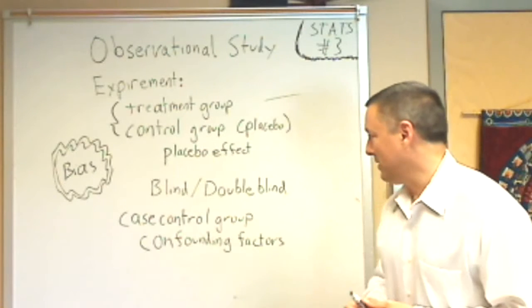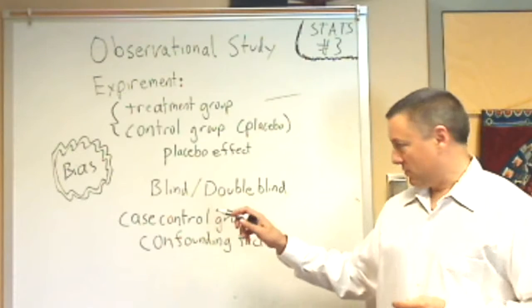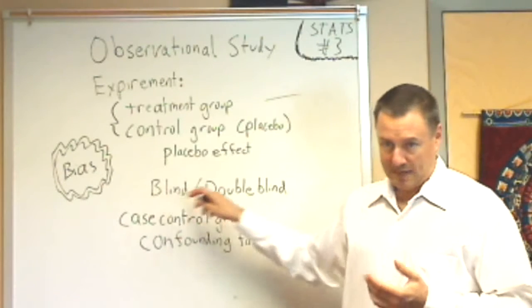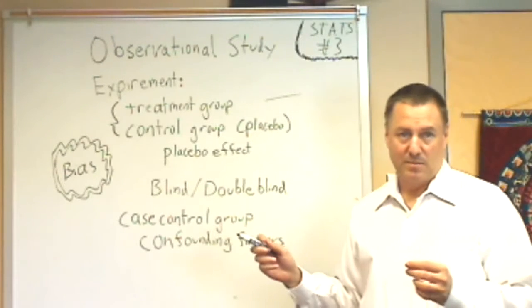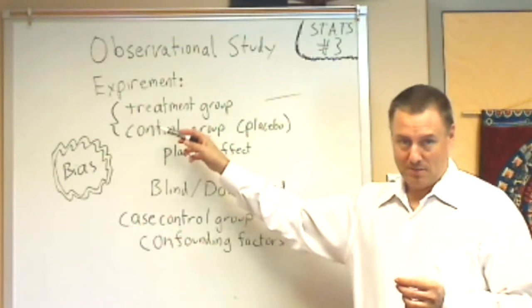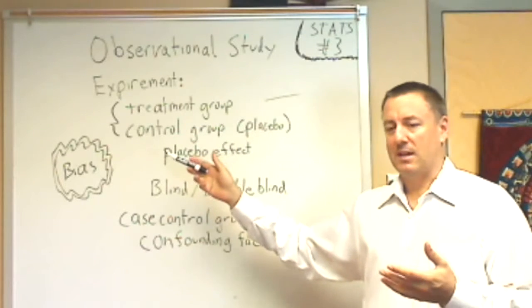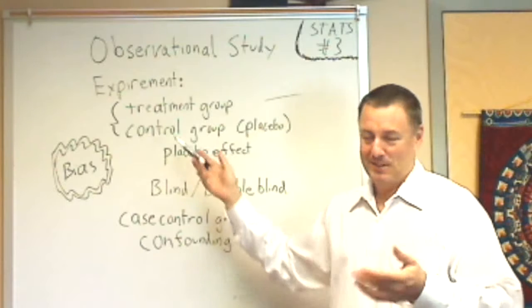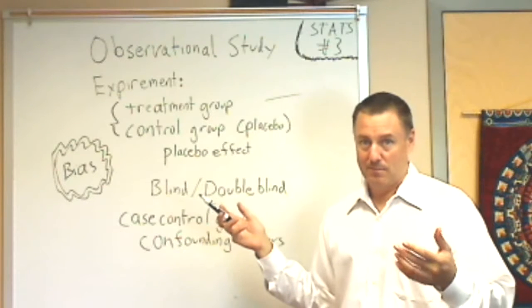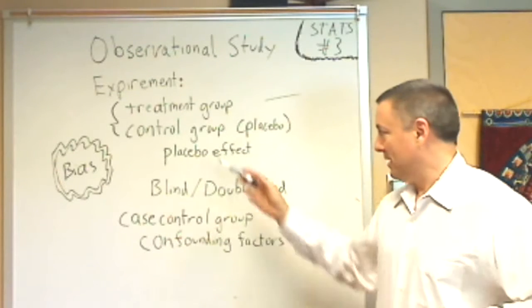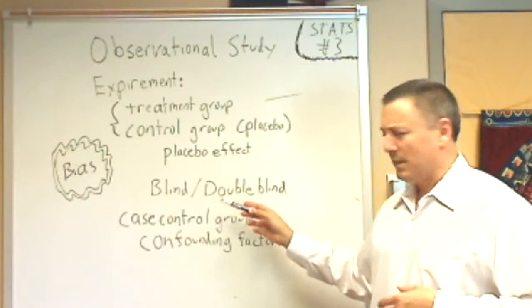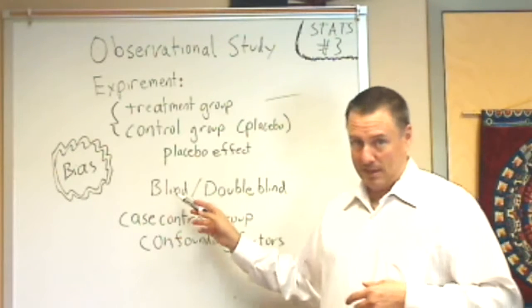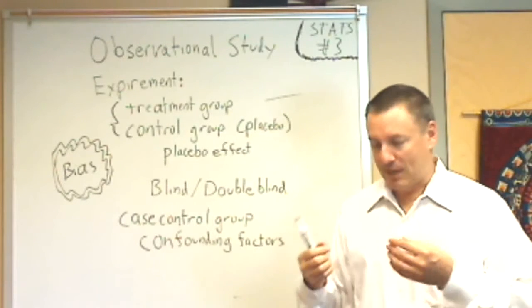Now, how we're going to treat these groups brings up the concept of blind and double blind. Blind is when the experimental subjects and the control subjects don't know which one they're getting. Otherwise, it's kind of useless. If they actually know they're being treated, they'll have different results than if they knew they're not being treated.